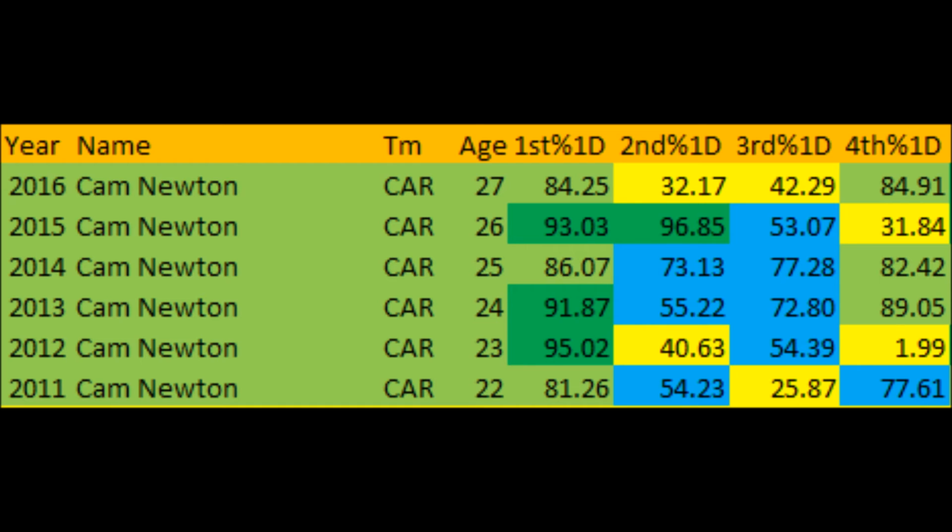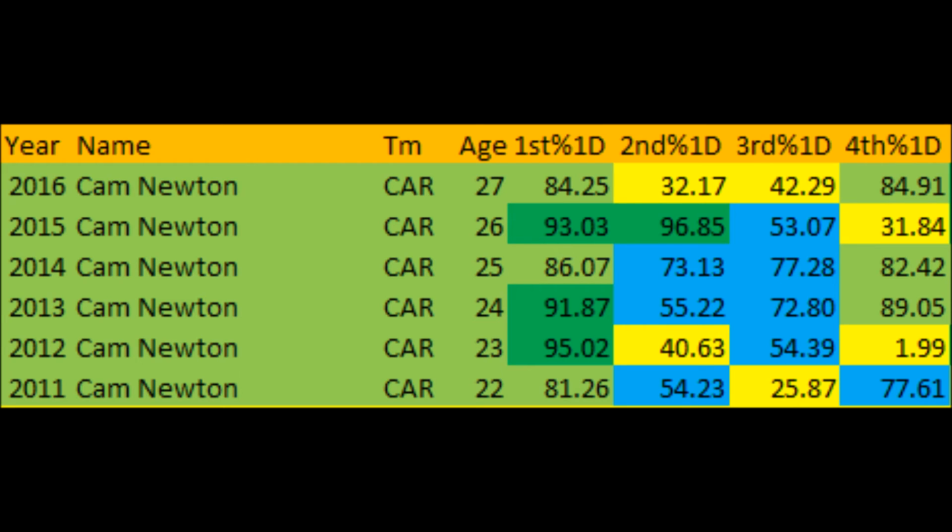And the best aspect of Cam Newton over his entire career has been his ability to create first downs on first downs. If you just look at the data, he's pretty much been 80th percentile to 90th percentile plus when it comes to his ability to create first downs on first downs.